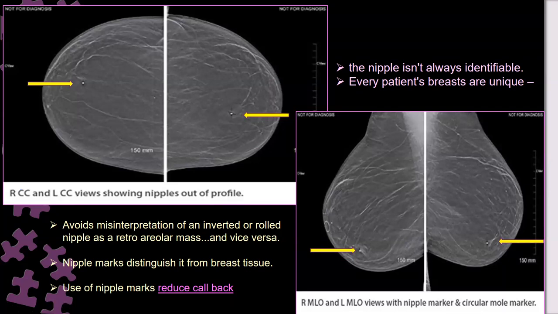So these marks, not always will it be like this. You can see it very clearly on both sides. Sometimes it occurs on one side in a single view. So it will put you in a dilemma. Is it a lesion or is it a nipple? But with the presence of markers, it will help us distinguish whether it is breast tissue, a nipple, or a lesion. And this definitely will help to reduce callbacks.